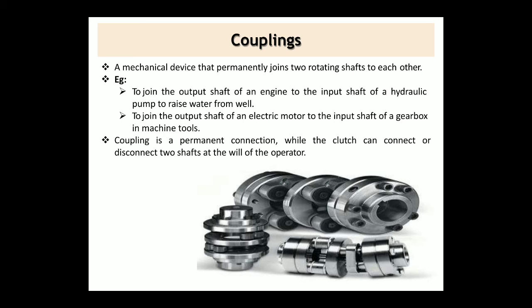We can also use it to provide for misalignment of the shafts or to introduce mechanical flexibility. Next, it is used to reduce the transmission of shock loads from one shaft to another. It is also used to introduce protection against overloads or to alter the vibration characteristics of rotating units.